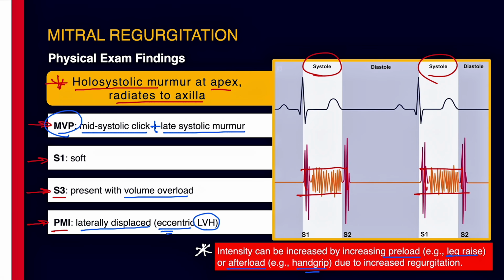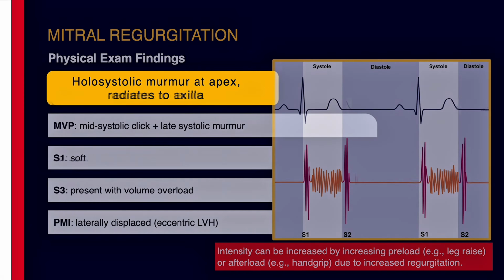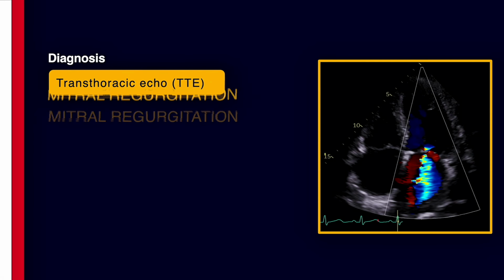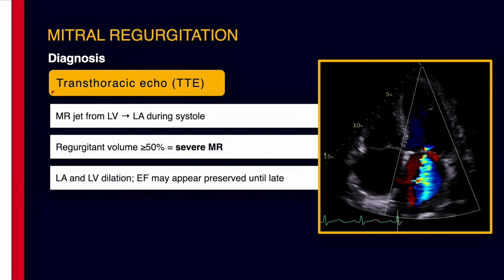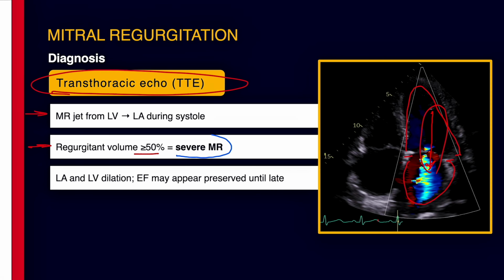Okay? All right. To diagnose mitral regurgitation, no mystery here, echocardiography. Transthoracic echo, this is the first-line imaging test. On echo, we're going to see a regurgitant jet of blood flowing from the left ventricle back into the left atrium during systole. No mystery as well. That's your key visual finding. And if the regurgitant volume is 50% or greater, that qualifies as severe mitral regurgitation.